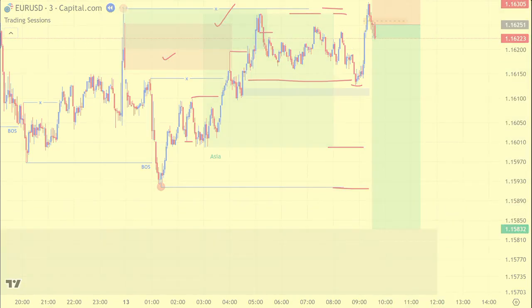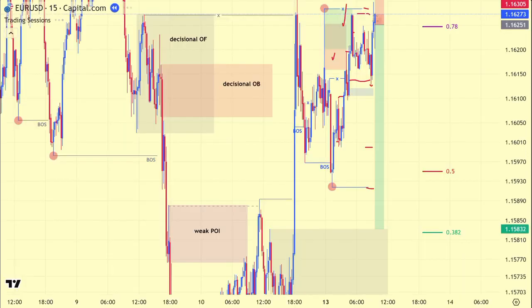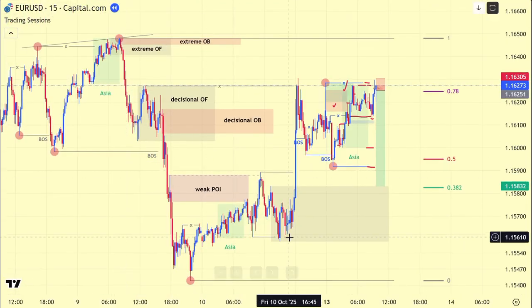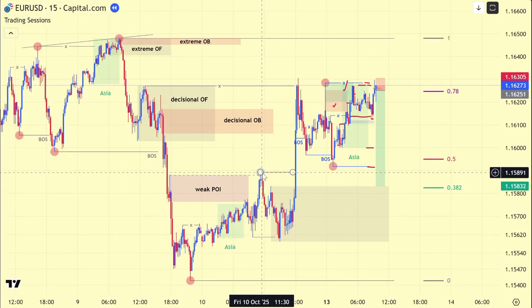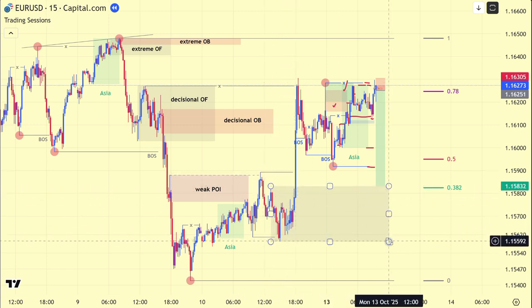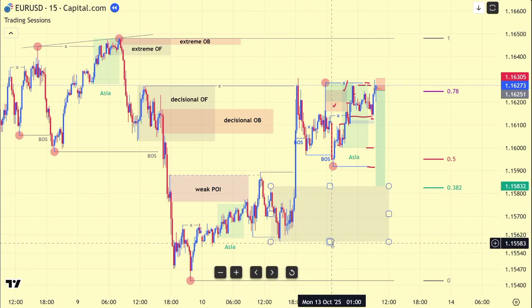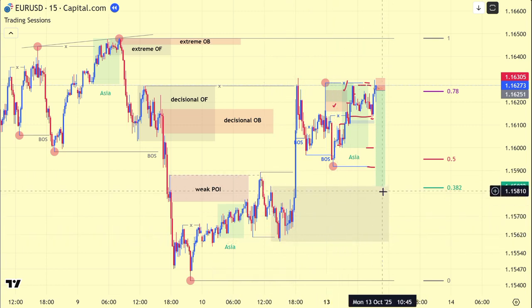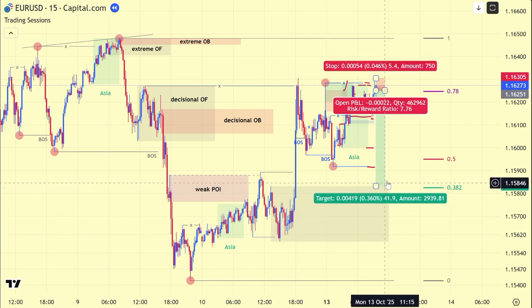Because when we get back to the 15 minutes, exactly right here, you can clearly see price took this low and broke past this. So this means that if price makes it out to this order flow, we will probably see some reversal reaction here.